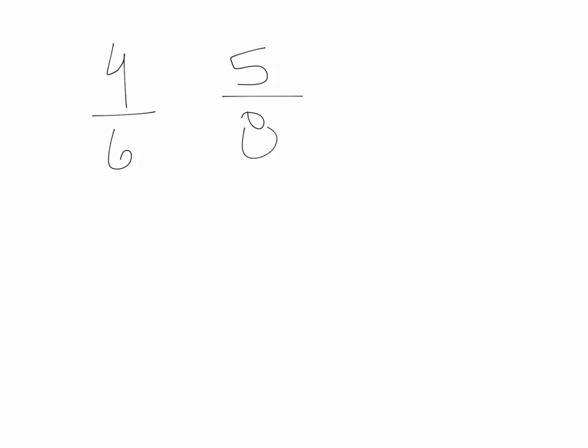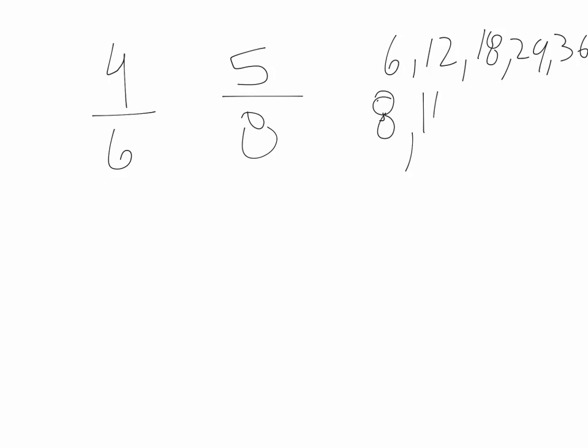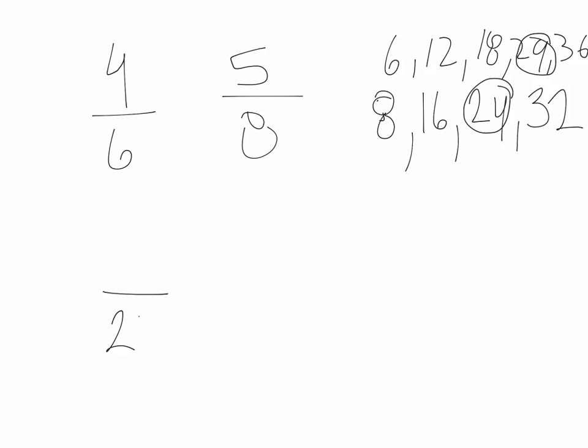Well, what are the multiples of 6? 6, 12, 18, 24, and 30. Again, difficult to write with this, so pardon the messiness. What are the multiples of 8? Well, I have 8, 16, 24, 32, and so forth. Now, is there something that is alike for each of them? Oh, I can see there's a 24 here and a 24 there. So 24 now is the lowest common multiple.